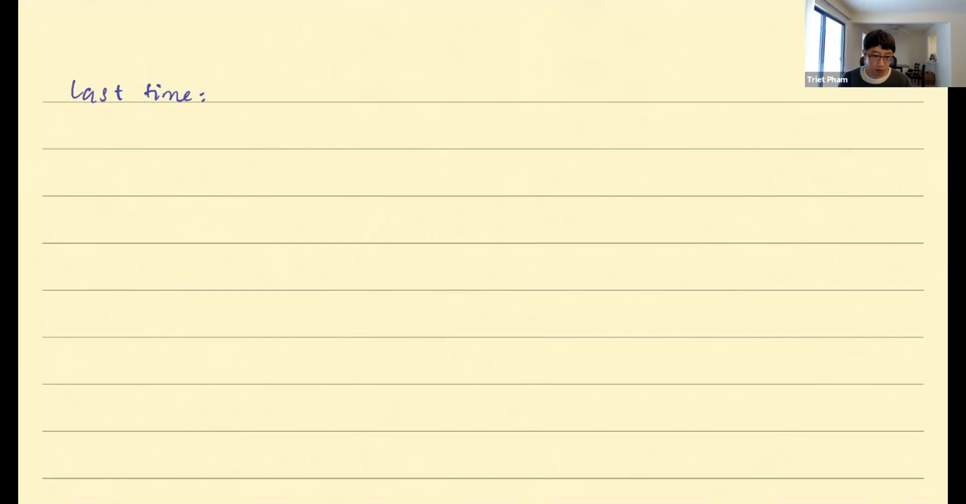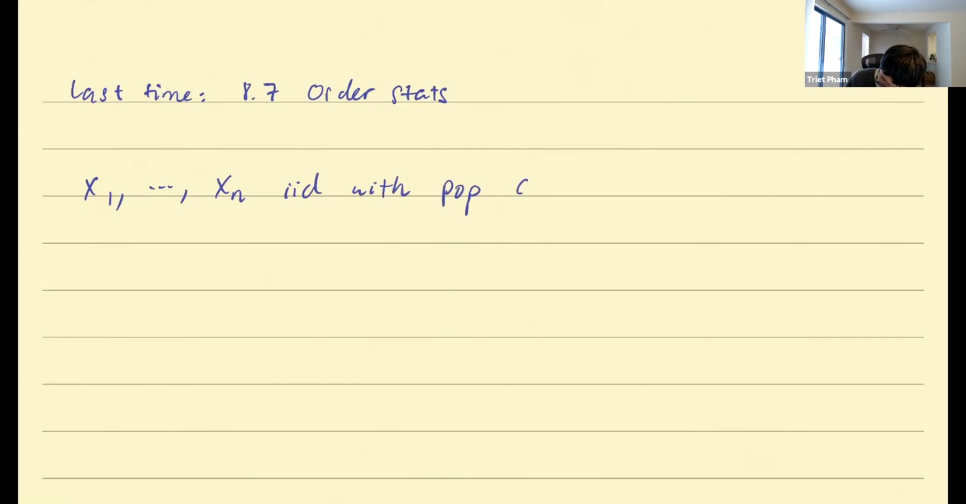Last time, we were still discussing, right, we're finishing up 8.7. Order stats, where the setup is that we have X1 up to Xn IID with population density as some kind of given function. Okay.